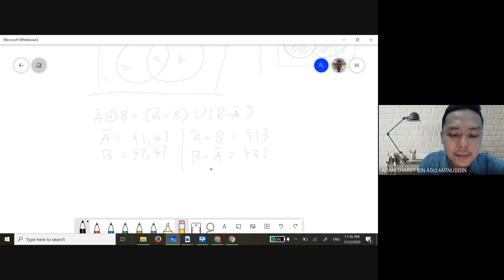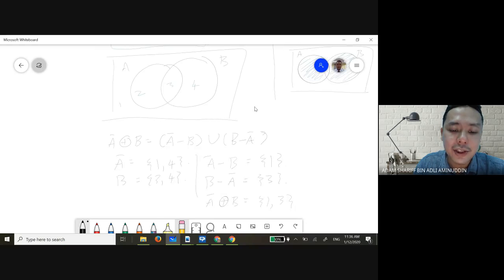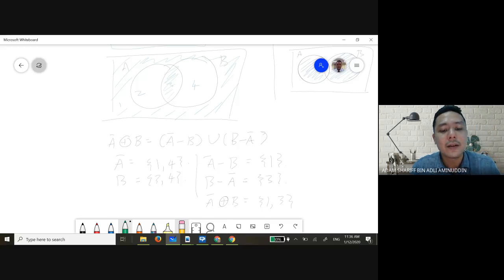Jadi mutually exclusive B, you akan dapatlah union antara A minus B, union dengan B minus A complement jadilah 1 dan 3. And then when I try to shade back, it will be this region, right? Region 1 and also region 3. So jawapan yang saya buat ni, hijau ni, samalah dengan Hafiz Ashraf, Arissa dan juga Aisyah.